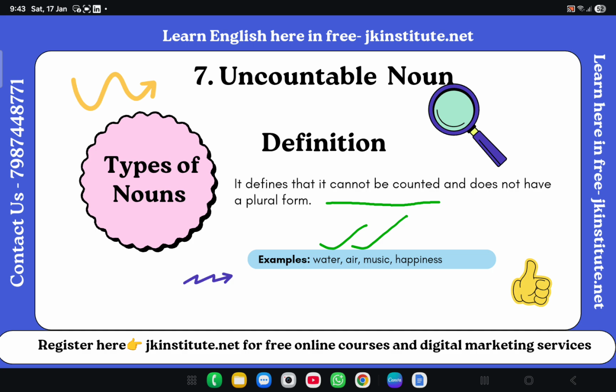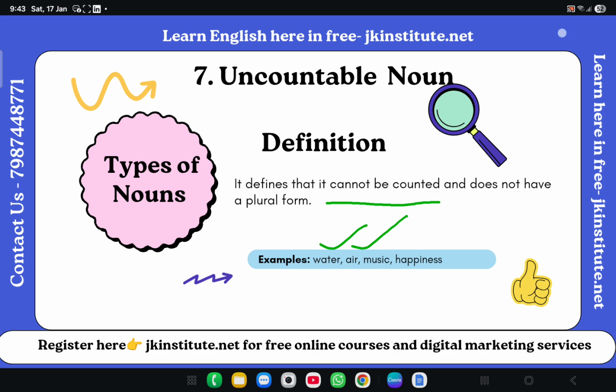But in other ways we can count them as well. For example, a liter of milk. Milk by itself cannot be counted, but when we take a liter, then we can say a liter of milk, a glass of water. Like this we can use them in countable form using other words. Hopefully you understood uncountable nouns.